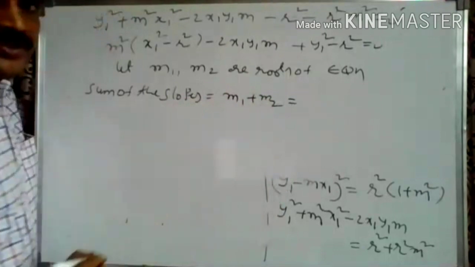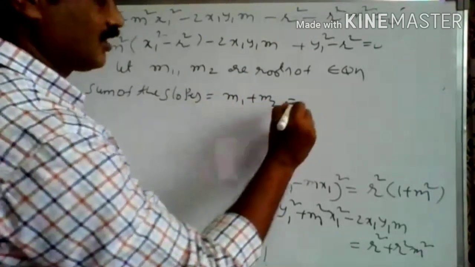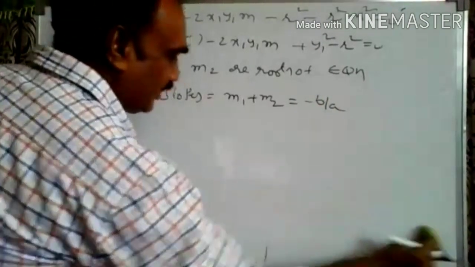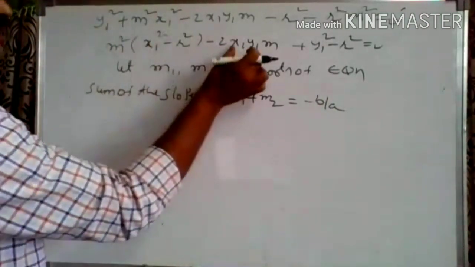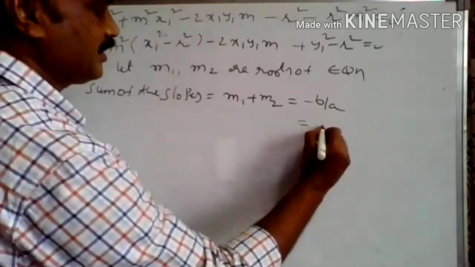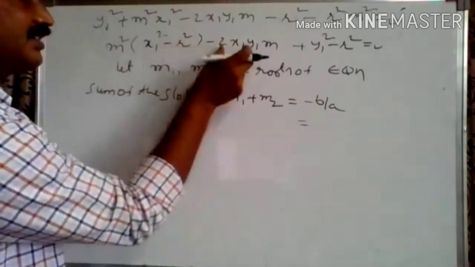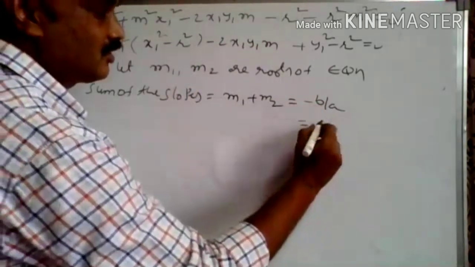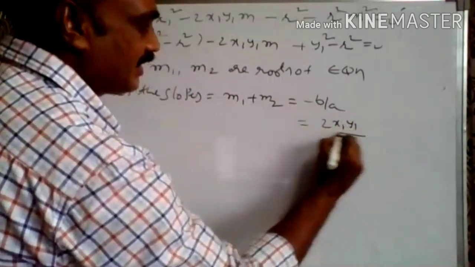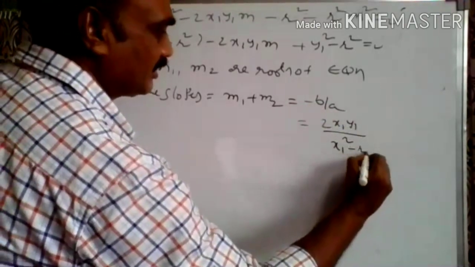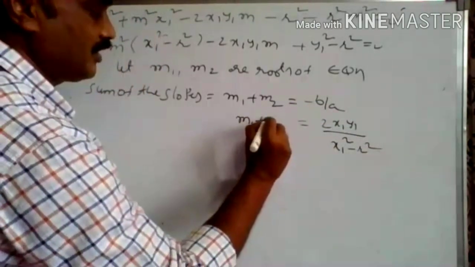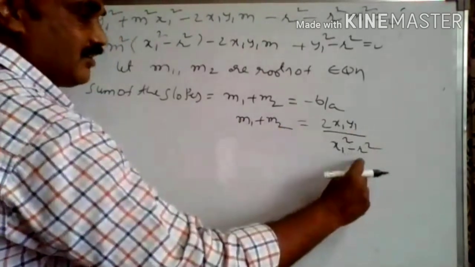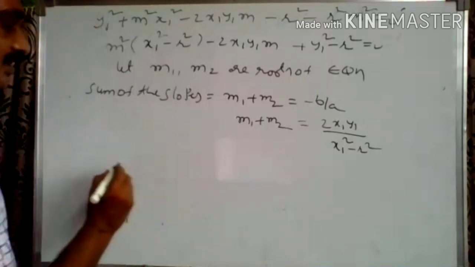Sum of the roots is equal to the formula minus b by a. Here this is a, this is b. b is minus 2 x1 y1, and already there is a minus, so 2 x1 y1 by a. a is equal to x1 square minus r square. This is an important formula: the sum of the slopes m1 plus m2 is equal to 2 x1 y1 by x1 square minus r square.